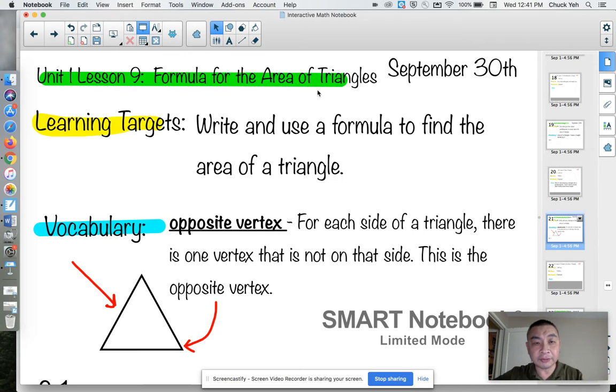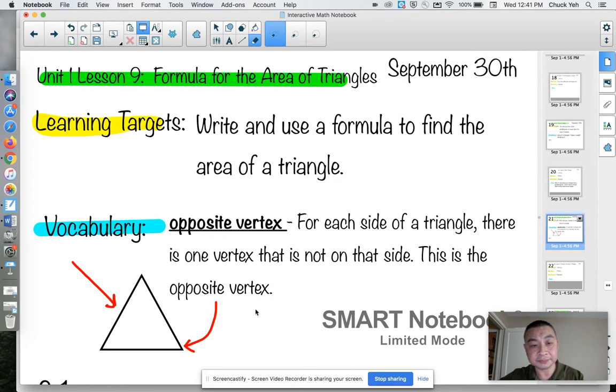So we're going to find out the formula for the area of triangles. We're going to write and use a formula to find the area of a triangle. Opposite vertexes for each side of a triangle. There's one vertex that is not on that side. This is the opposite vertex. So let's talk about this side. So if this was one of the sides that we're talking about, this would be the opposite vertex because it's the opposite. So we're talking about this line right here.